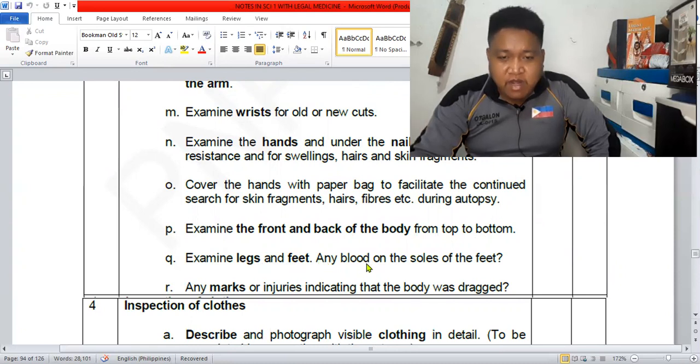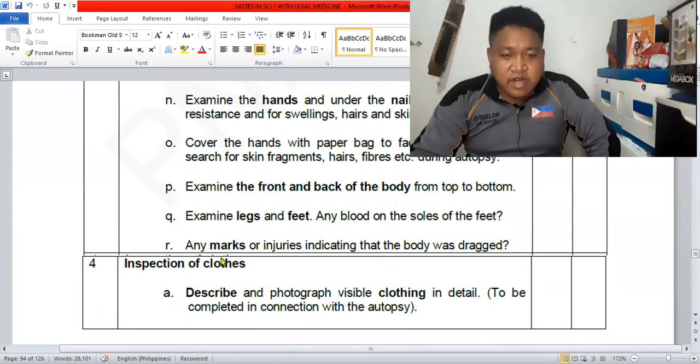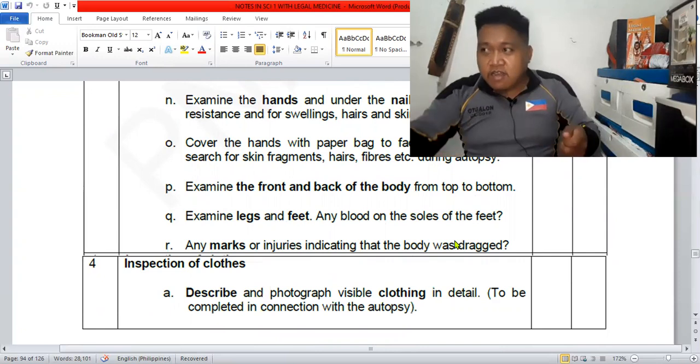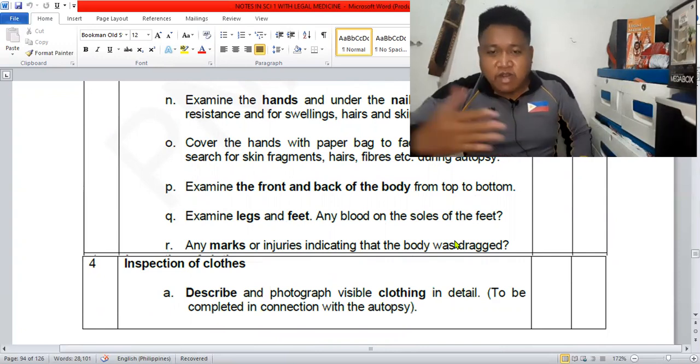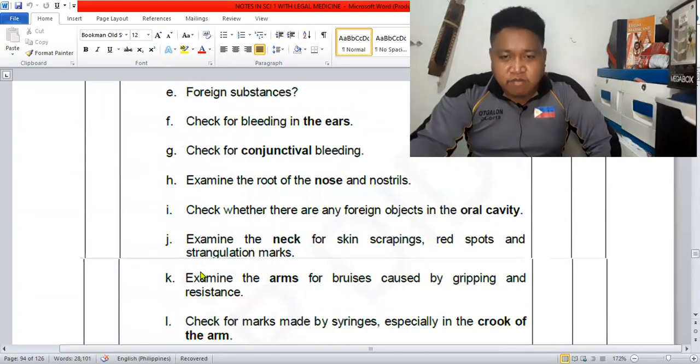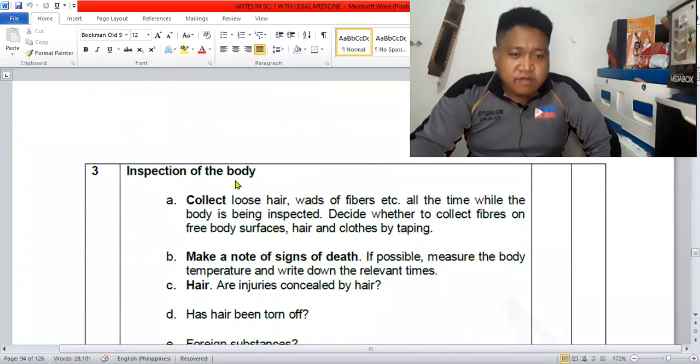Examine if any blood on the soles of the feet and record it, or any marks or injuries indicating that the body was dragged. Yan, dragged. Pagkahinila yan from one place to another, makikita mo yan kung may gasgas yung likod or any part of the body. Okay? So that is the inspection of the body, especially when there is death.